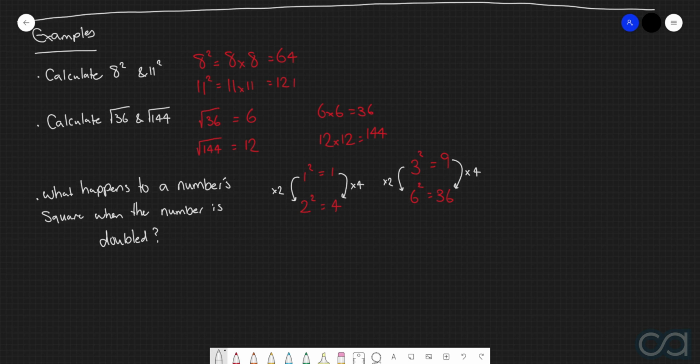You can test out as many different examples as you want with this, but the result will always be the same. When you double a number, its square is multiplied by 4.